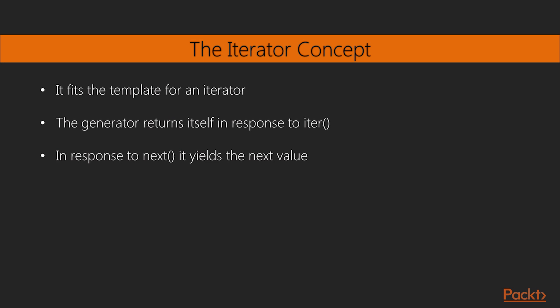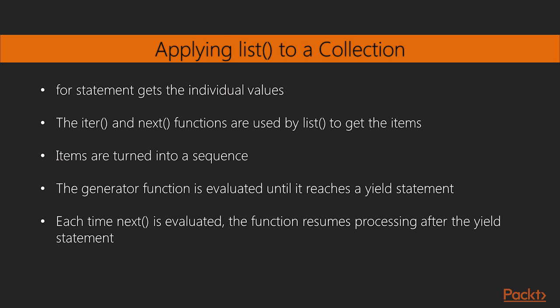The iterator concept can also be applied to functions. A function with a yield statement is called a generator function. It fits the template for an iterator. To do this, the generator returns itself in response to the iter function. In response to the next function, it yields the next value. When we apply list to a collection or a generator function, the same essential mechanism is used by the for statement to get the individual values. The iter and next functions are used by list to get the items.